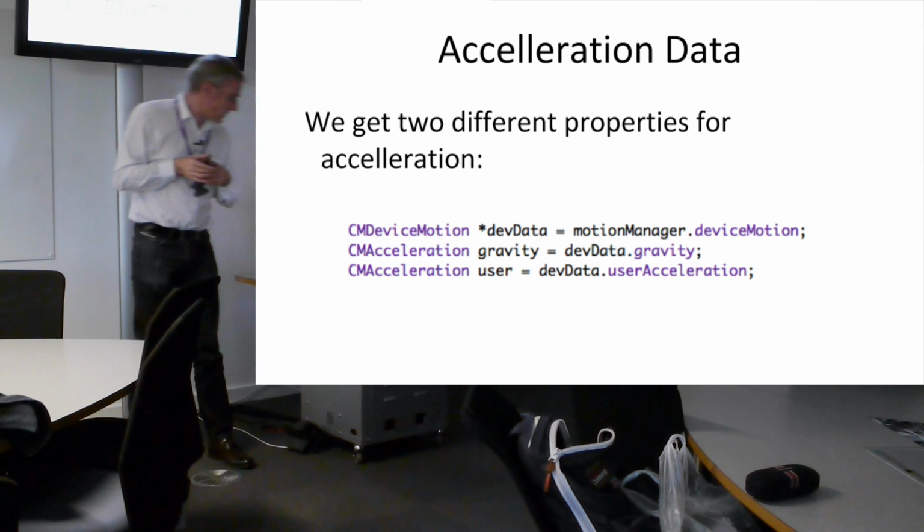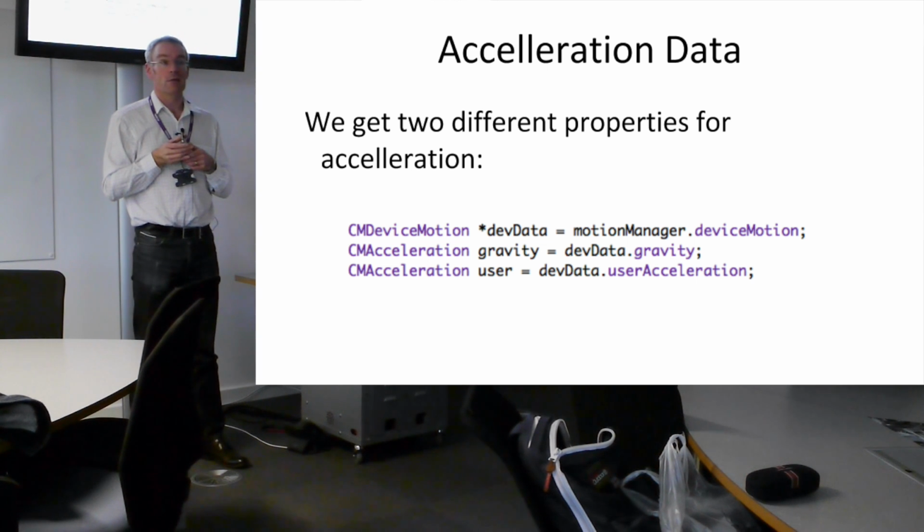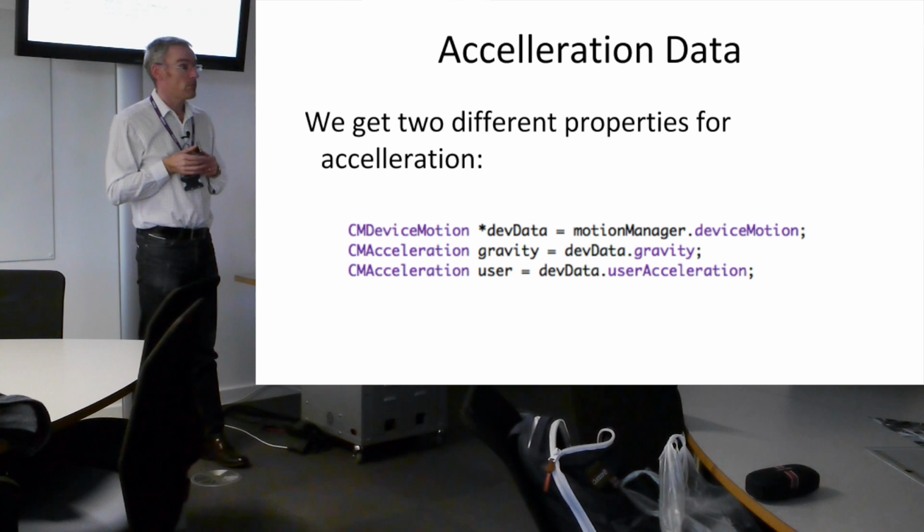So you can see, look, I've got a CM device motion, I've then got a CM acceleration object, and a CM gravity, and one called user acceleration. 2 properties now. Much more useful.